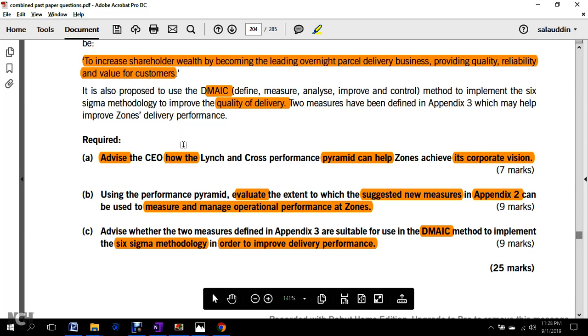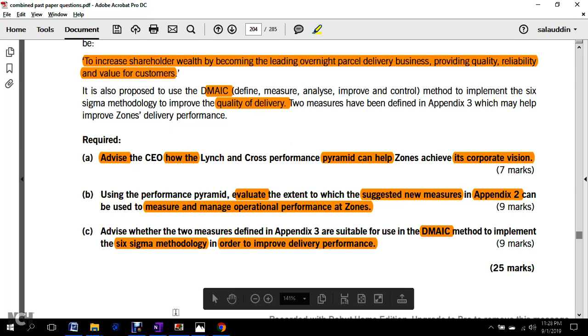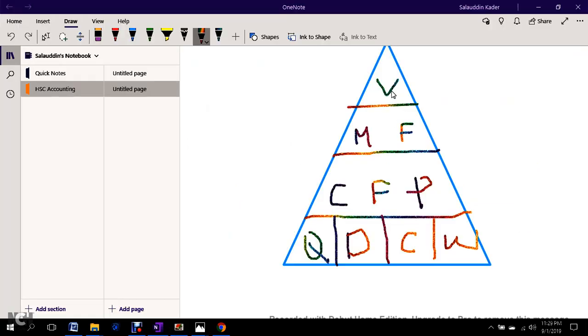To advise how the pyramid will help, we need to know what the pyramid is. So we know that the pyramid covers not only the financial issues but also some non-financial measures. The pyramid covers a wide range of underlying issues that drive the financial performance. Financial performance is not driven automatically. So there are some underlying issues.